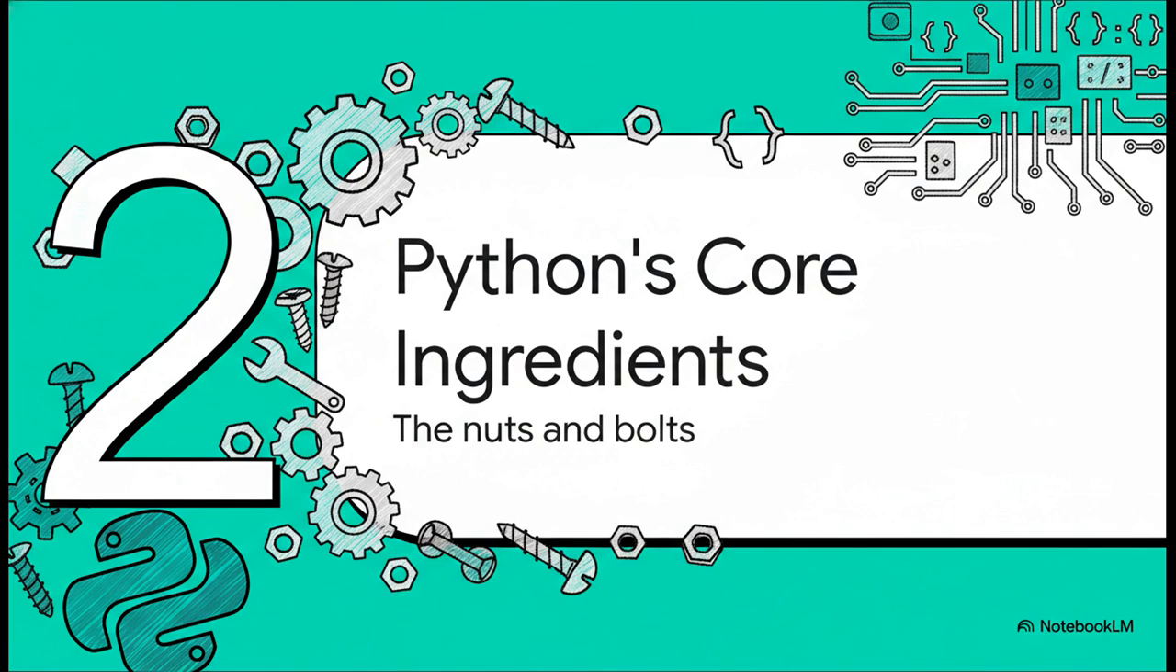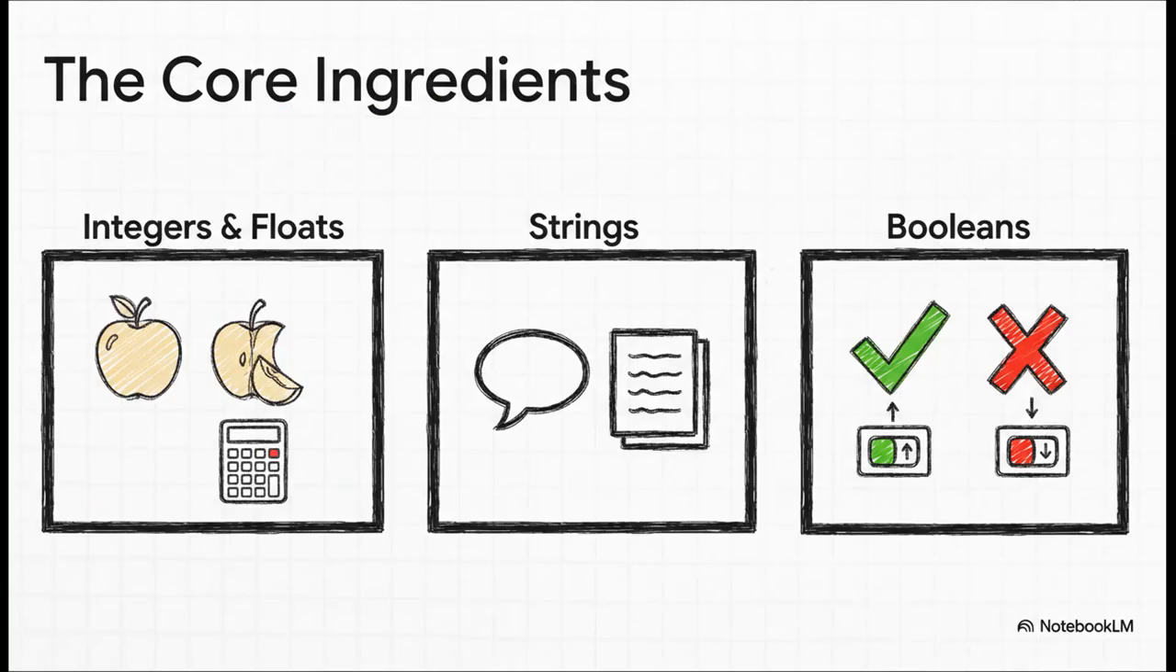We'll start with Python's core ingredients. These are the absolute nuts and bolts, the hammer, the screwdriver, the tools you are going to be reaching for in pretty much every single program you ever write. Okay, first up, numbers. You've got integers, which are just nice, clean, whole numbers, and you've got floats, which are numbers with a decimal point. Perfect for things like money or precise measurements.